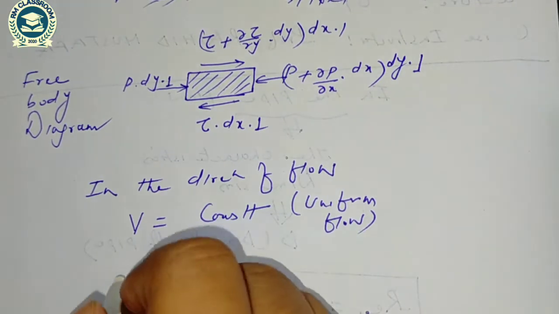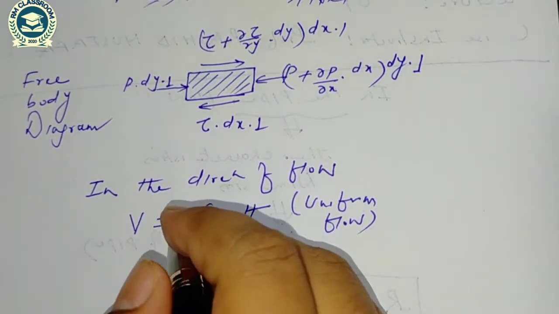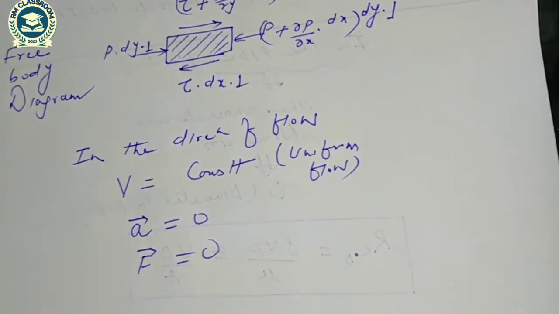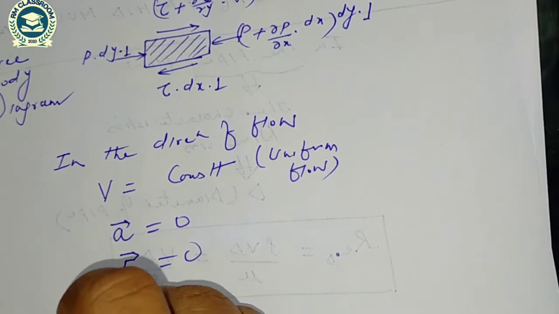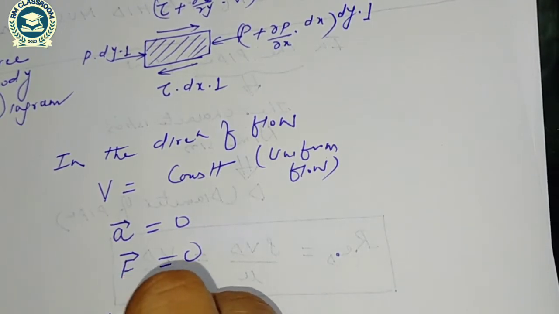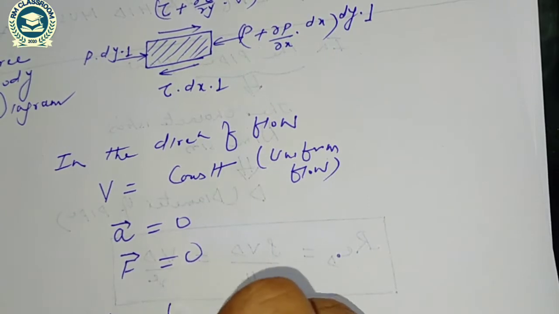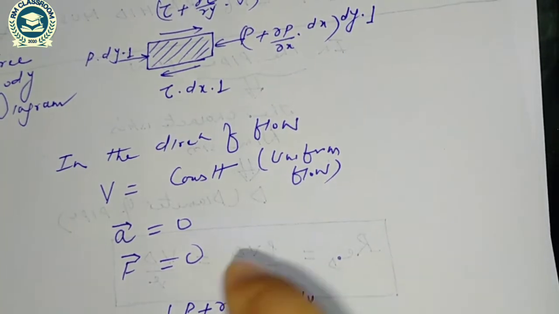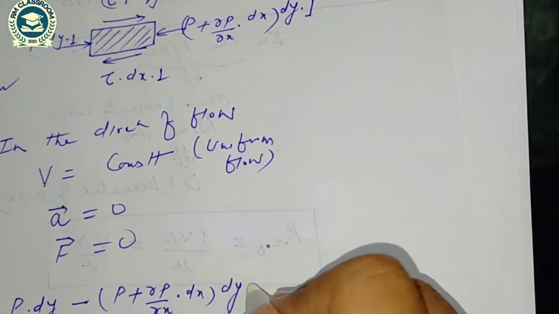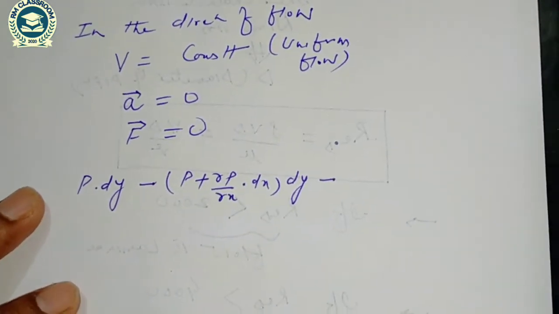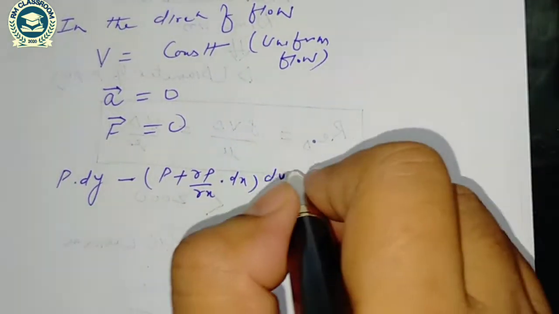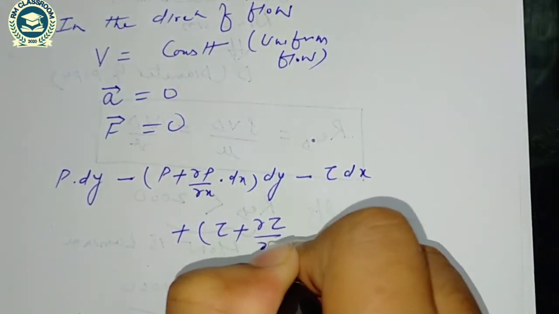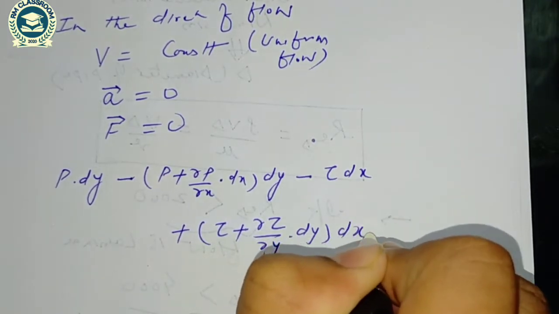So once the velocity is constant, the acceleration is 0. Once the acceleration is 0, the force in that direction is equal to 0. So we can write the force in that direction as P into dy minus (P plus del P by del x into dx) into dy, minus tau into dx, plus (tau plus del tau by del y into dy) into dx, is equal to 0.